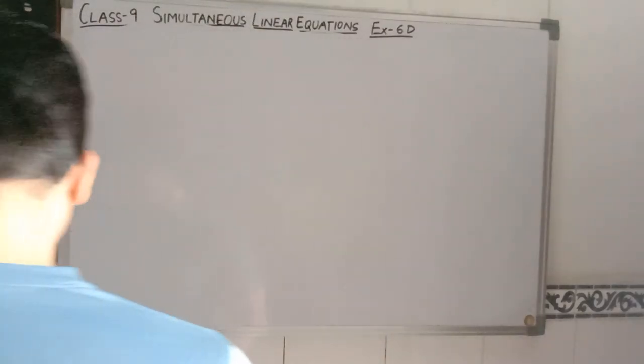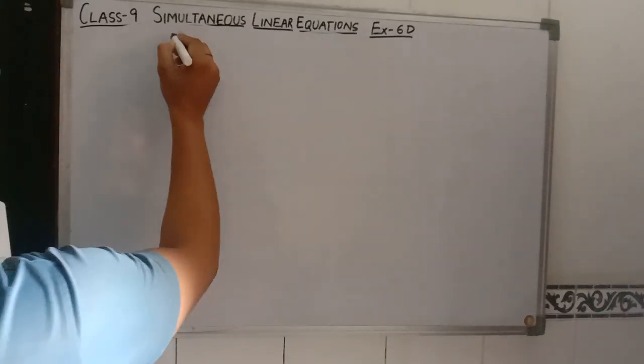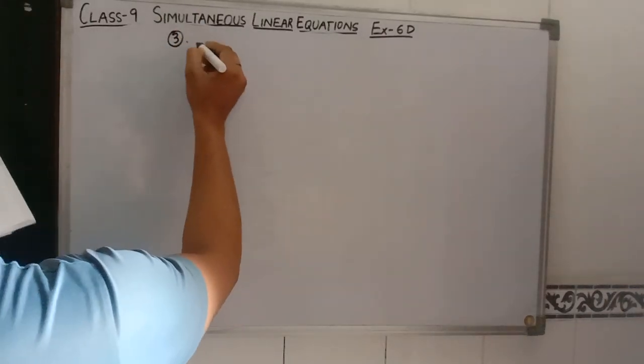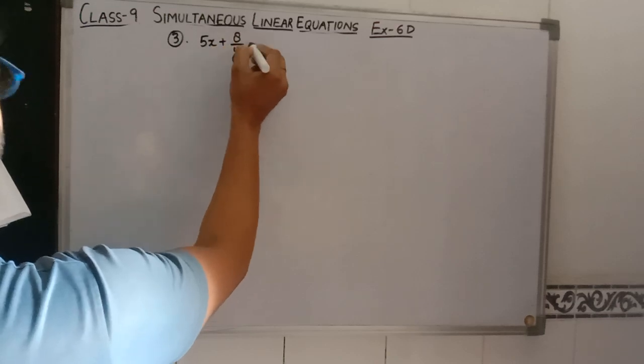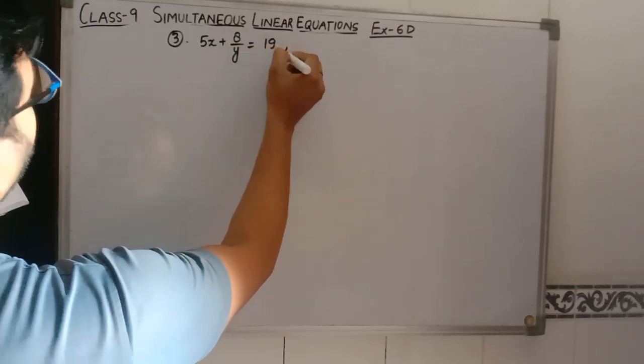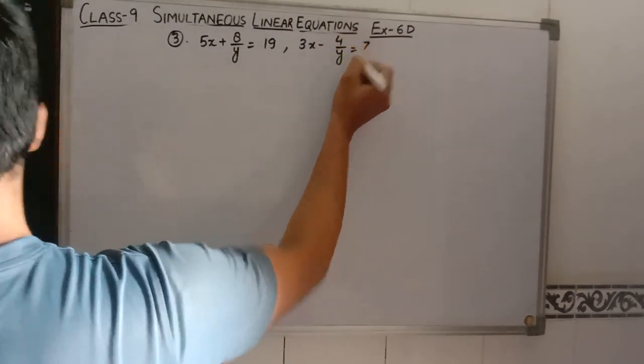Next question, question number 2, is already the same. Now I am coming to question number 3. Question number 2 is exactly the same. It is 5x plus 8 upon y is equal to 19, and 3x minus 4 upon y is equal to 7.